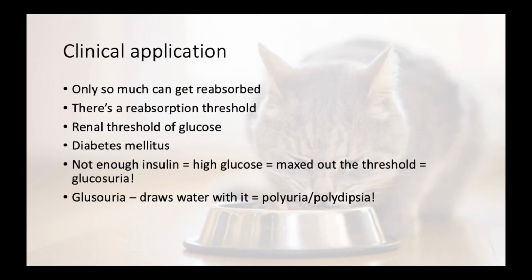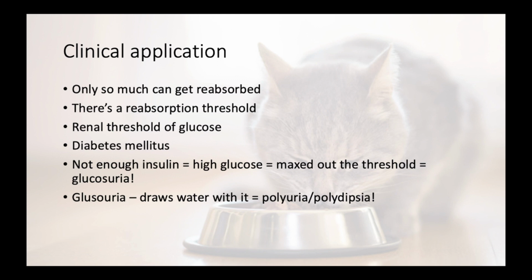Really important clinical application. So not everything can get reabsorbed. Only so much can get reabsorbed, and to a point, it's a one in, one out. So there's a reabsorption threshold. Here we'll talk about the clinical application of the renal threshold of glucose, the renal reabsorption threshold of glucose.